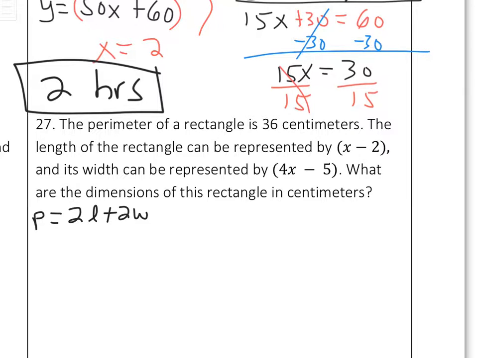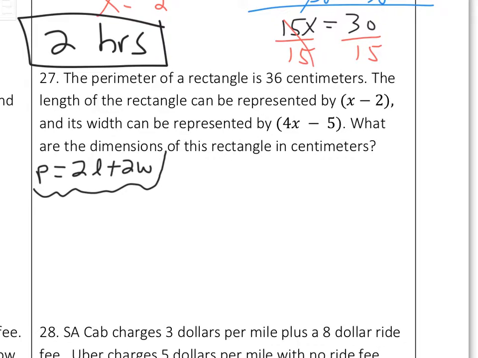Before we can figure that out, what we have to do is we have to figure out what x is equal to. Okay, so we are going to put these x minus 2 and 4x minus 5 into our equation, and we're going to solve for what the x is. Then we can plug the x back in and find our dimensions. Okay, so we know the perimeter is 36. Okay, so you are going to have 36 as the P, and the L can be represented as x minus 2, and the W can be represented as 4x minus 7.